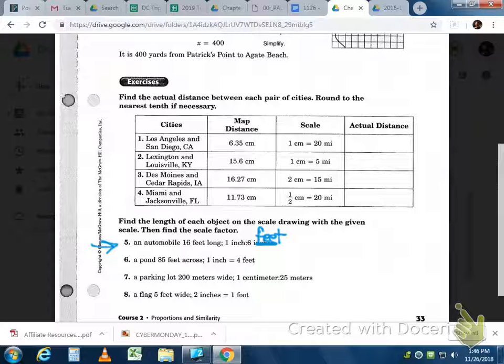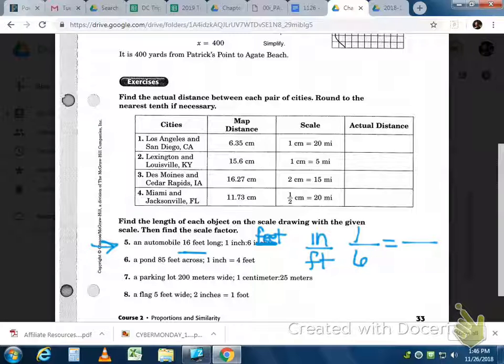Okay, now, every one of these I told you you're going to have a proportion. So fraction bar, equal sign, fraction bar. What are the 2 units that I'm comparing in this one? Inches and feet. Inches over feet. So if it says 1 inch to 6 feet, which one goes where? This says inches over feet. So 1 on top and 6 on the bottom.